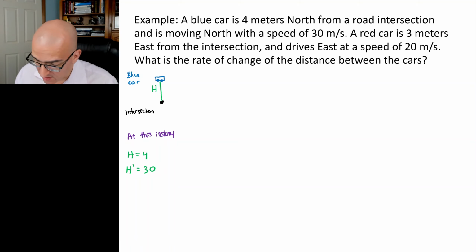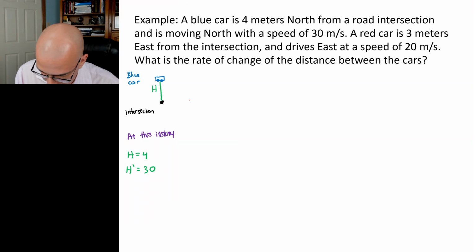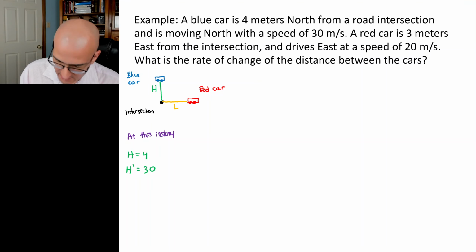Let's keep reading. There's a red car 3 meters east. So I'm going to put as much effort into drawing that car as I did with the first one. There's the red car. And I'll label that side. I'll give it another name. Let's give it a name, L. Why not? It's currently 3. L is equal to 3.